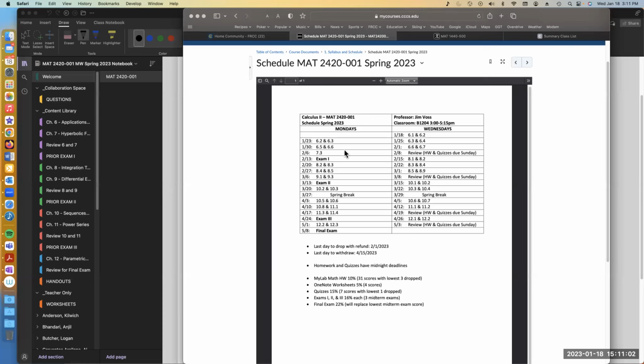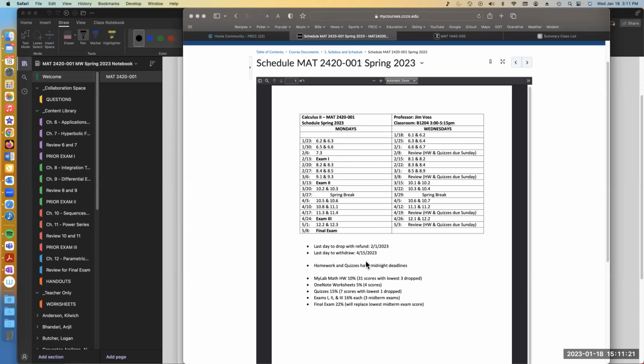And that's kind of how the layout's going to be. Our exams are going to all conveniently fall on a Monday, which is kind of nice because you get the weekend to study. And then our review days will be the Wednesday prior. And then homework will be due the Sunday, the day before the exam is taken.